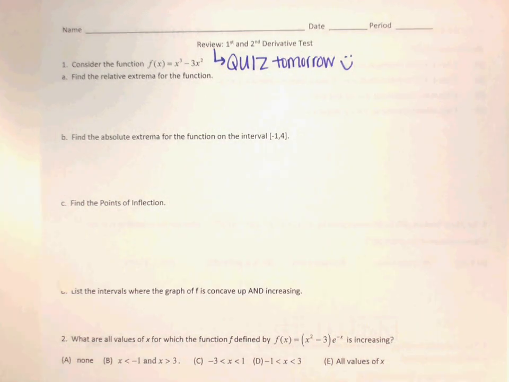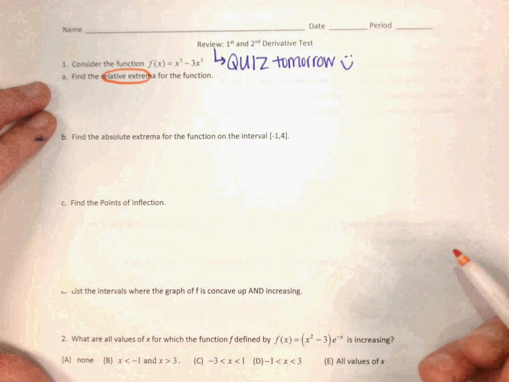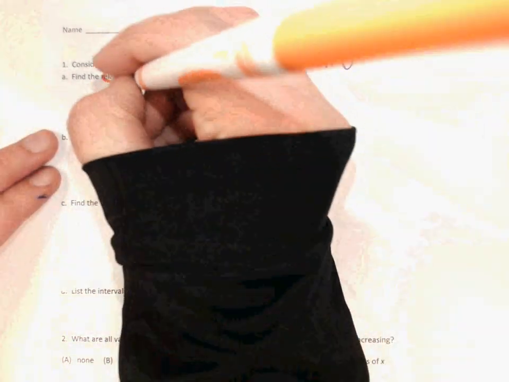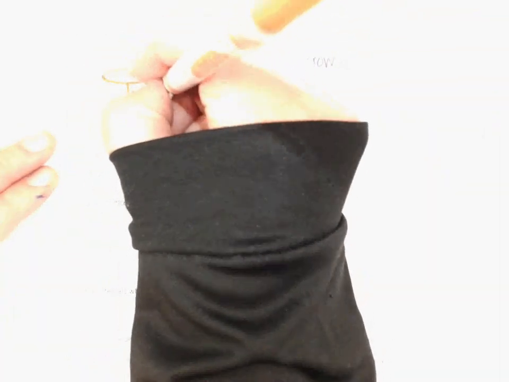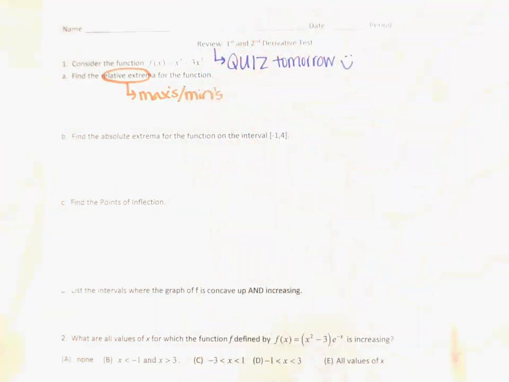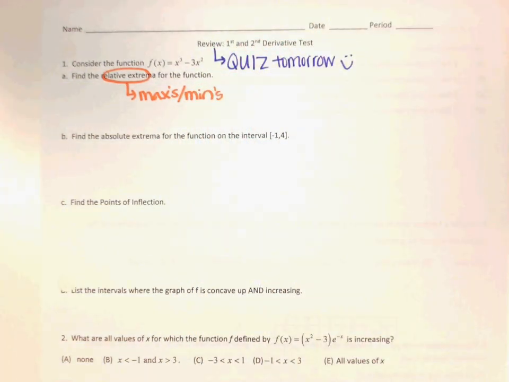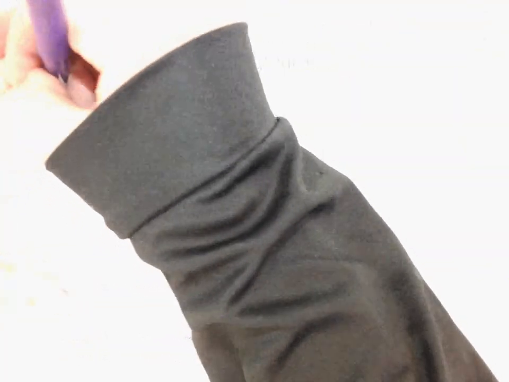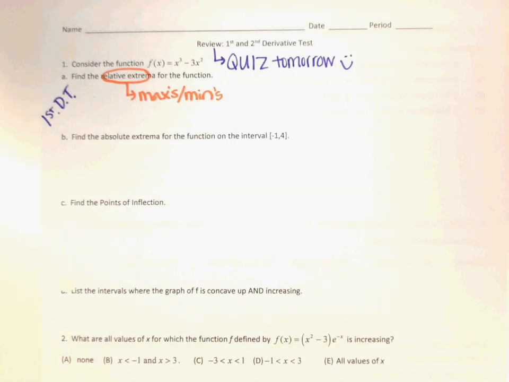So you have a quiz tomorrow? Yes, you do. Okay. So relative extrema. What does that mean? Relative max and min. Okay. It means maxes and mins. Okay, specifically local maxes and local mins. If you want to write local, remember that's the same as relative. What do you do to do a first derivative test? Very good. So I'm going to put first derivative test.